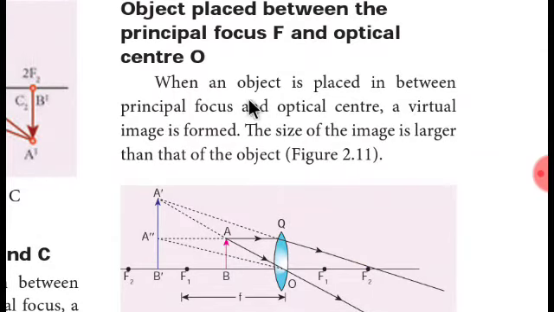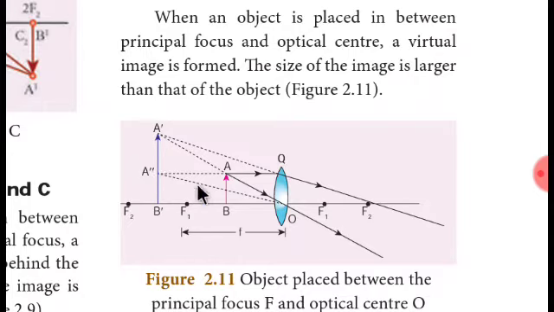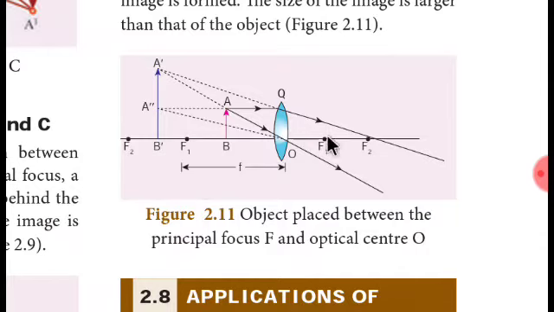Magnification happened. We can see the paragraph. When an object is placed in between principal focus and optical center, so here is the object, a virtual image is formed. So this is the virtual image which is on the side of the object, okay? The size of the image is larger than that of the object. Yeah, definitely this is very much larger than the object, right? You can just compare it, and that's all.